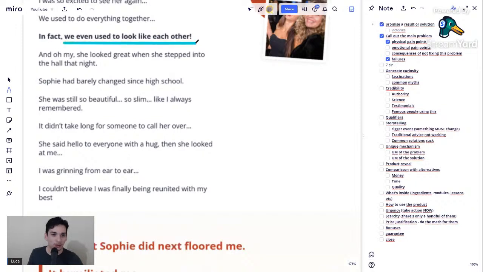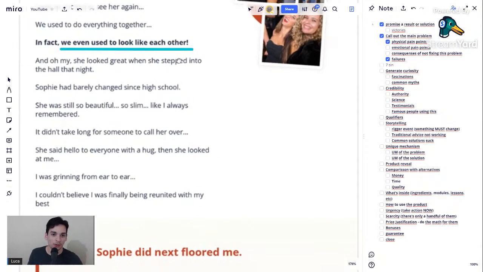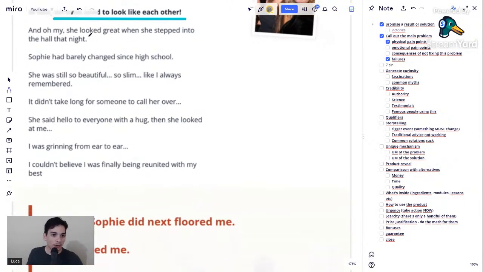We even used to look like each other, and now I'm fat and she is gorgeous, right? Oh, and my, she looked great when she stepped into the hall that night. Sophie had barely changed since high school, right?